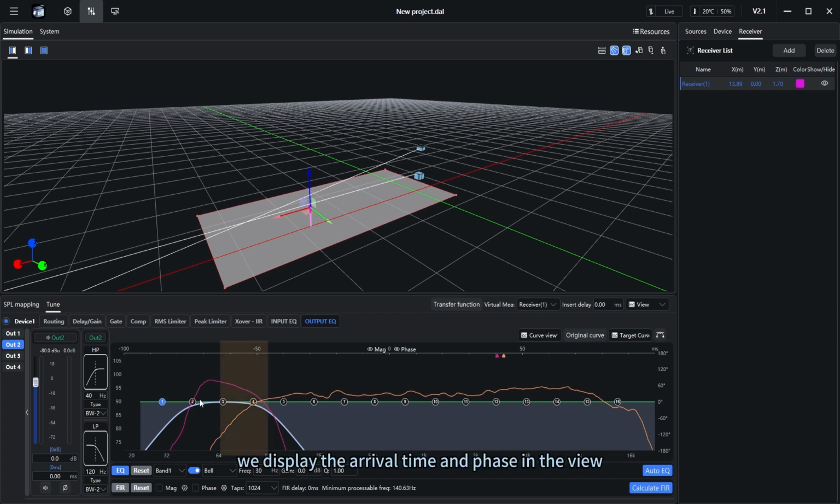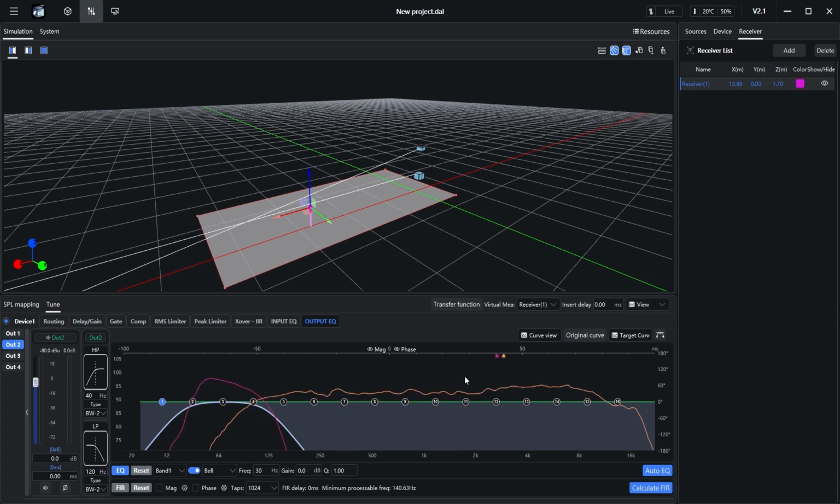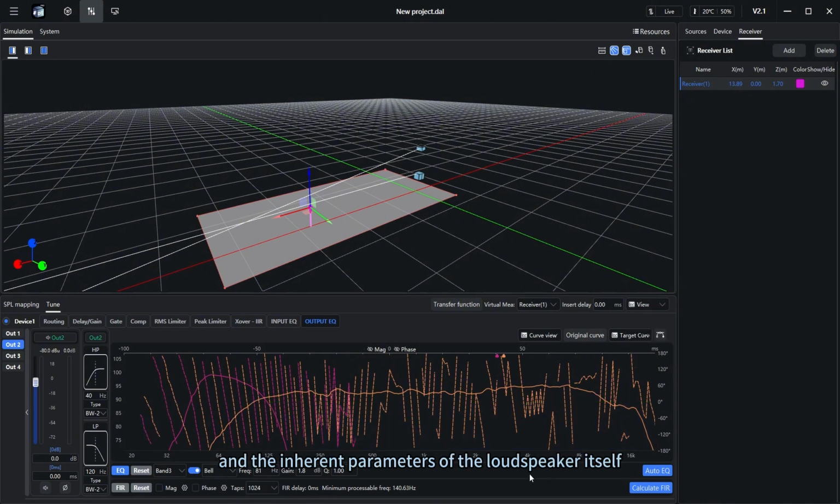Next, we display the arrival time and phase in the view. To facilitate observation, we may first conceal the display of the equalization curve. Due to the influence of measurement distance and the inherent parameters of the loudspeaker itself, its arrival time typically results in the phase curve becoming rather chaotic.